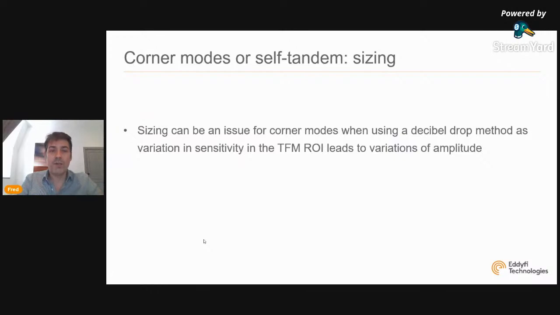So when it comes to sizing using corner mode, it can be an issue. And you have to really make sure that your defect, knowing the orientation, is within the part of the sensitivity map where there is very small variation in amplitude.